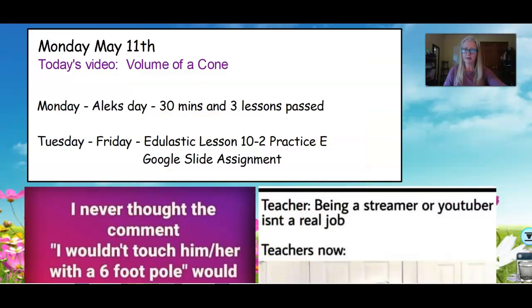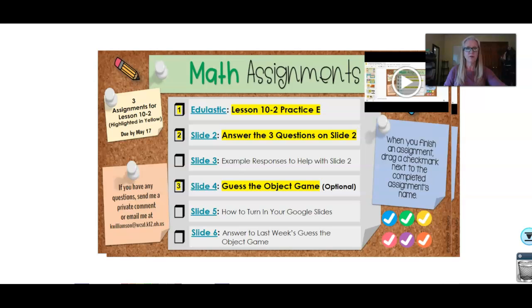Onto the Google Slides. Let's look at these first. When you open your Google Slide assignment, this will be the first slide. This tells you what you have to do this week on Edge Elastic: you'll have to complete Lesson 10-2 Practice E. That won't show up on Edge Elastic until tomorrow.